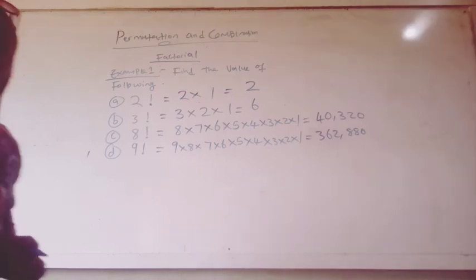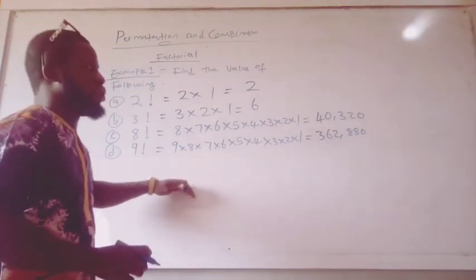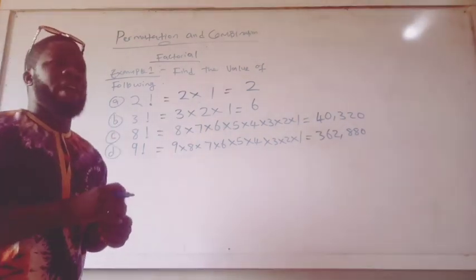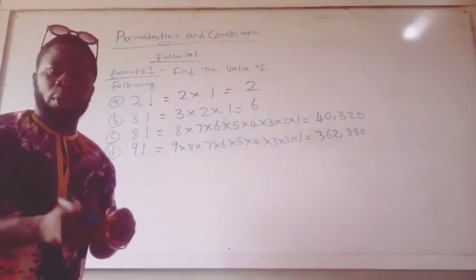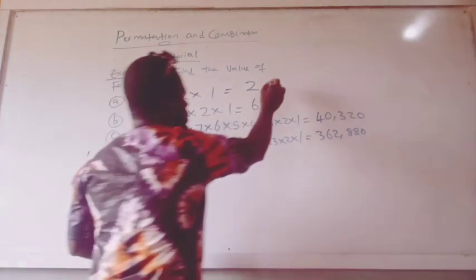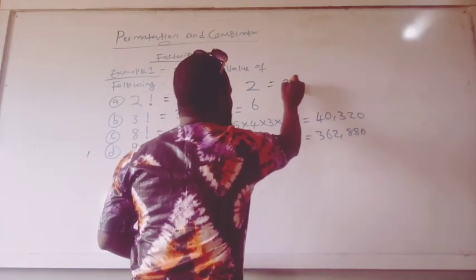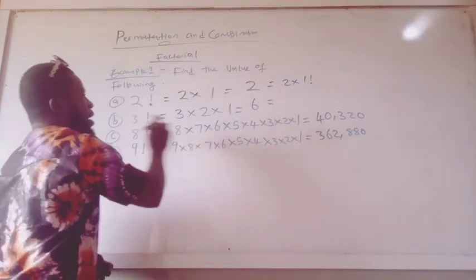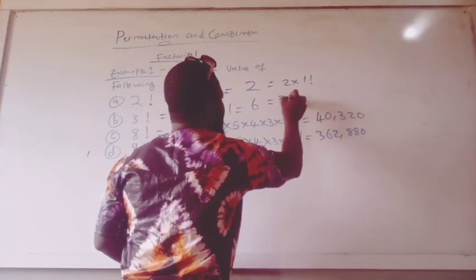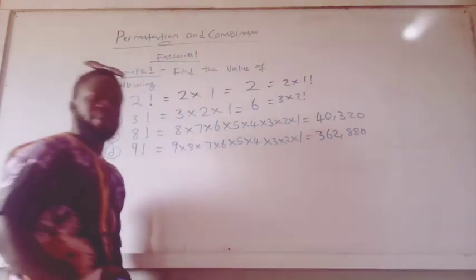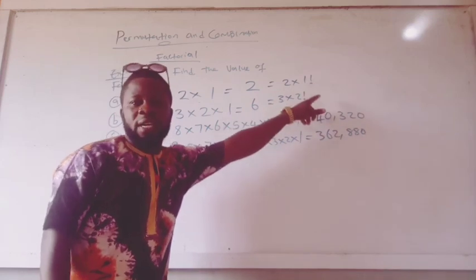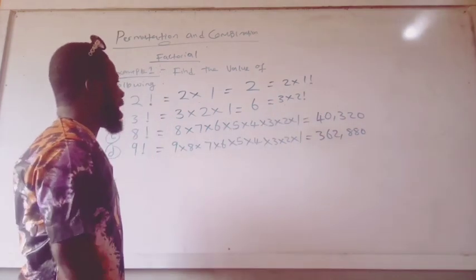But mind you, while solving this question, you can still change it. Just know that wherever you stop, you are going to put a factorial. Like now, you can write 2 factorial as 2 times 1 factorial. I can write 3 factorial as 3 times 2 factorial. So far I'm stopping at 2, and you know 2 factorial is 2 times 1. So I can stop that way.